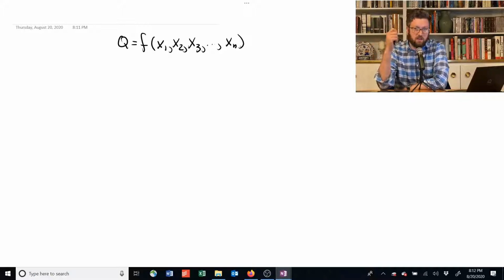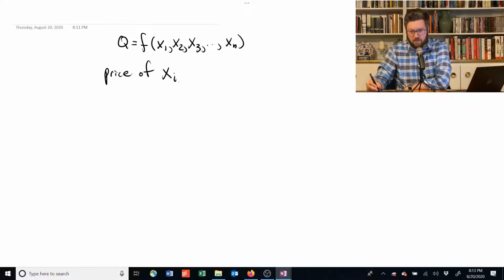And that's realistic, right? You need electricity, materials, all this other stuff, and there might be all sorts of different kinds of things, and so the production function in the real world might be really complicated. How does that affect the firm's profit maximization problem? Well, let's say the price of any input, so to represent any of these inputs, I do a little x with an i, and i can be replaced by 1, 2, 3, or anything up to n. So the price of xi is going to be pi, okay?